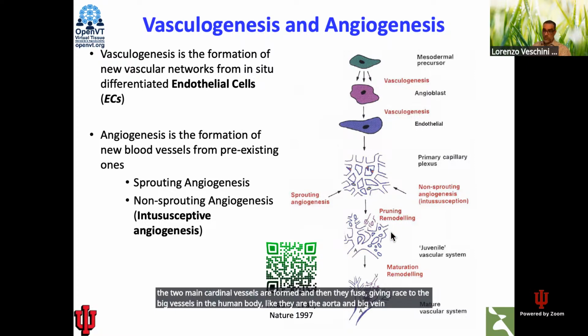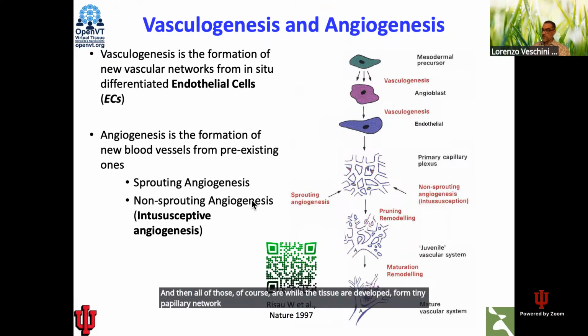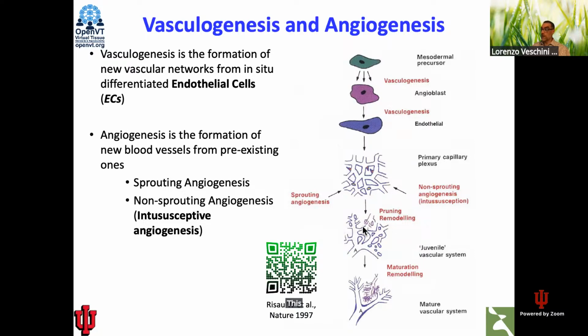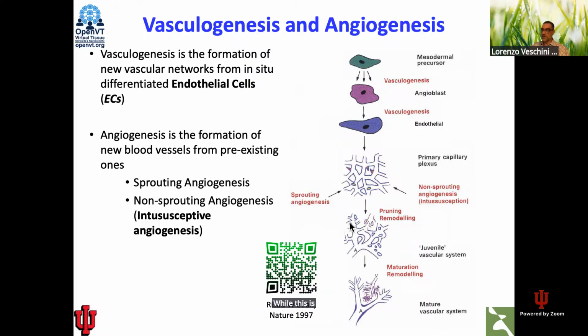And then all of those, of course, while the tissues are developing, form a tiny capillary network that looks like this into each and every tissue of the body. And through this process, as an early phase, let's say, vessels are formed, but then they are pruned and remodeled and surrounded by other cells, and this is called remodeling. And this yields a mature vascular system, which is typical of homeostatic tissues, while this is typical of juvenile vascular system or even reparative tissues.